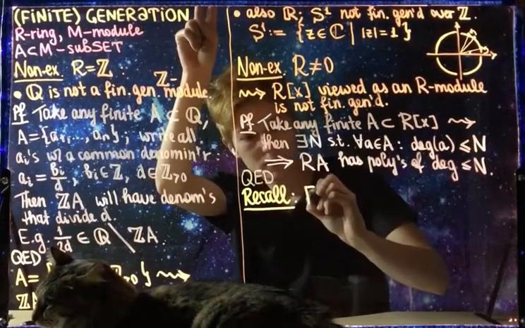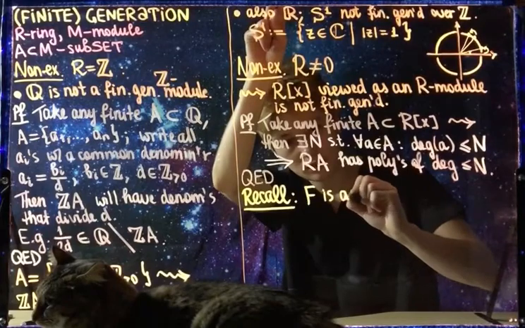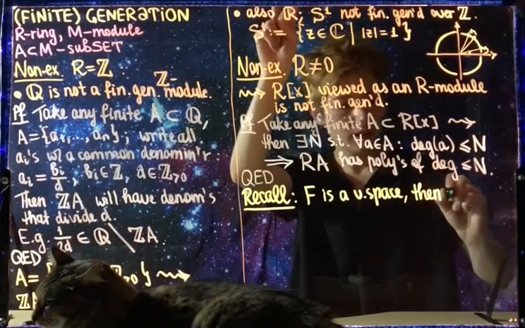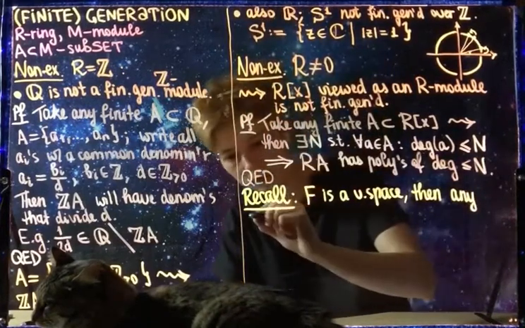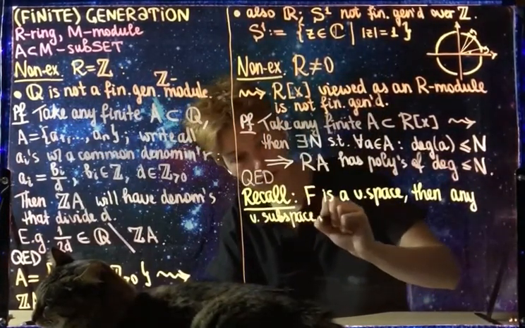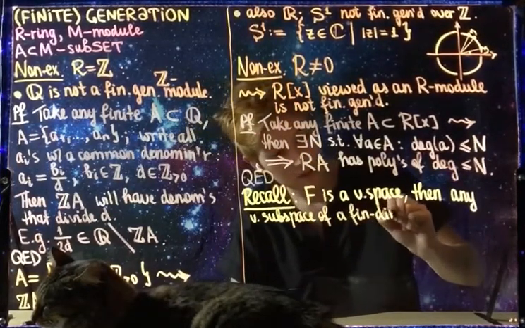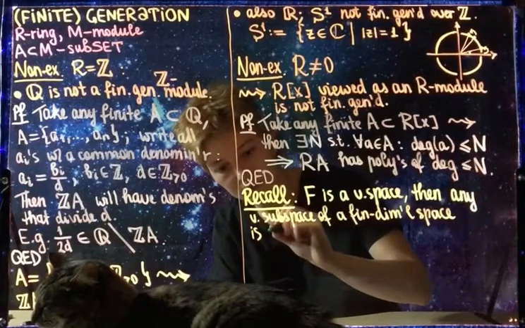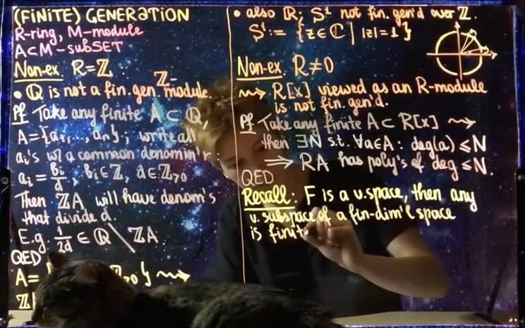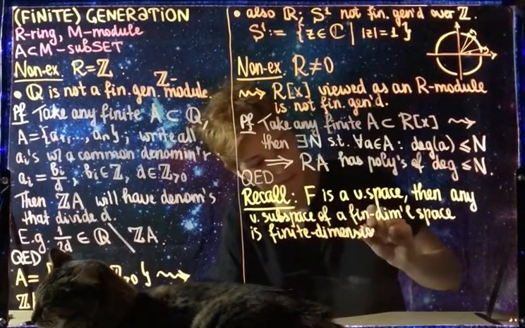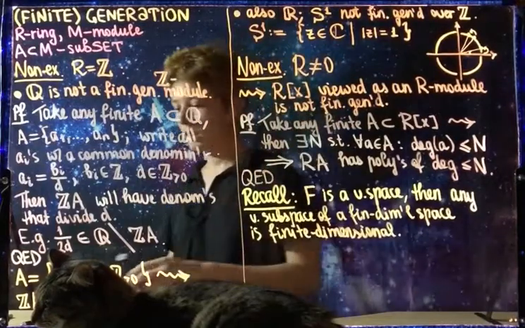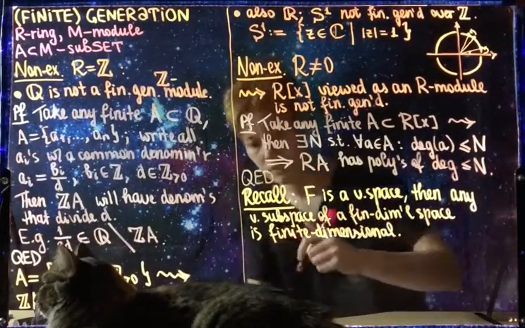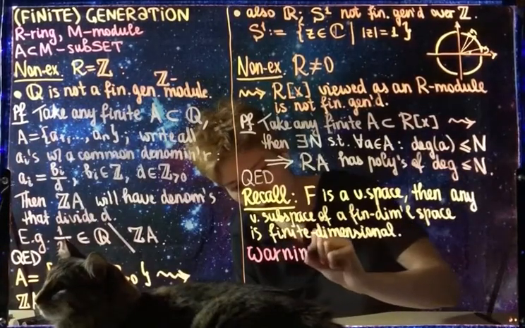Recall that for vector spaces, if F is a vector space, then any vector subspace of a finite dimensional space is finite dimensional itself. But it is not true that a submodule of a finitely generated module is finitely generated. So, warning.